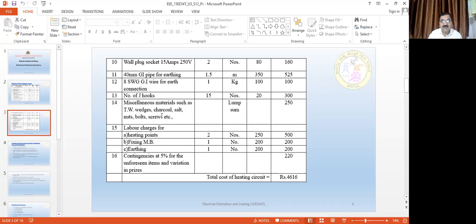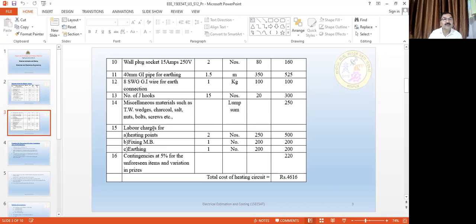Nuts, bolts, screws are required. These are all materials we cannot add in the list. So those materials which cannot be mentioned in the list of materials can be considered as miscellaneous materials. So lump sum, it may be about 250 rupees.